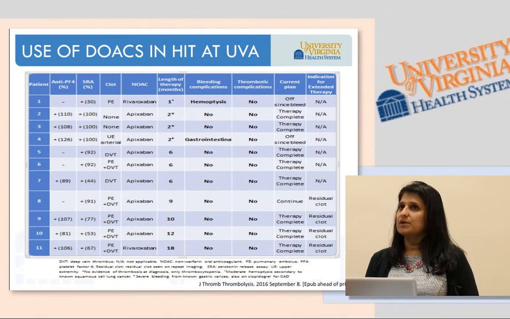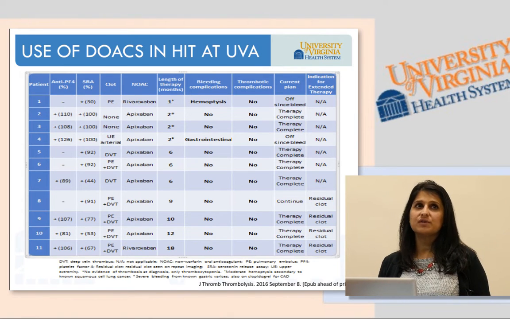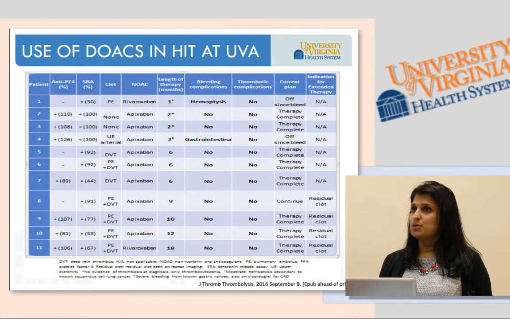So I wanted to share with you a small retrospective study we did here at UVA where we looked at use of DOACs in patients with HIT. We looked at 11 patients who had positive SRA that were enrolled in this analysis. All of them had positive SRA, but only 2 of them did not have clot present. We still included every single one of them in the analysis. These patients either got rivaroxaban or apixaban.